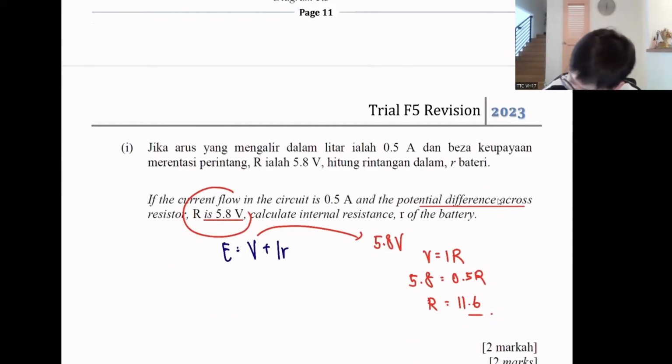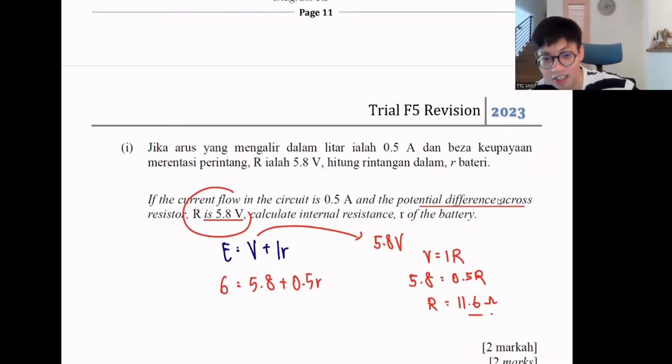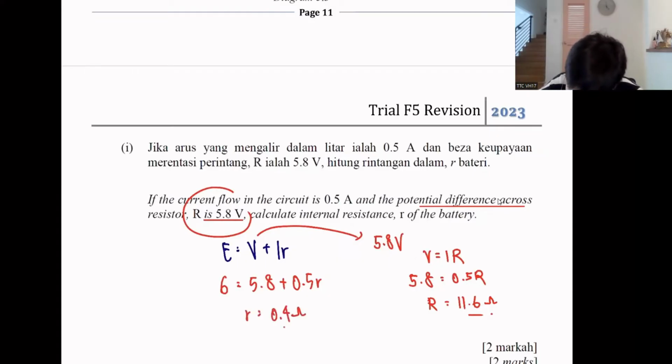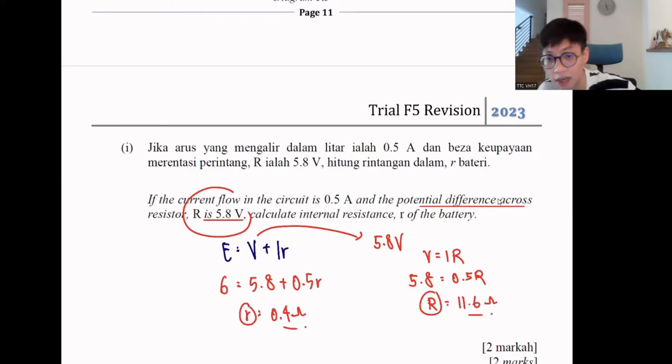Sorry, I'm very, very used to this kind of question already. So therefore, this is 6 equals 5.8 plus 0.5 small r. Even easier, this one. So therefore, how much is my answer? This one r will be equal to 0.4. So I can actually find small r, I can actually find big R. Sorry, I just realized that one, the internal resistance. Too easy already, guys, this kind of question.